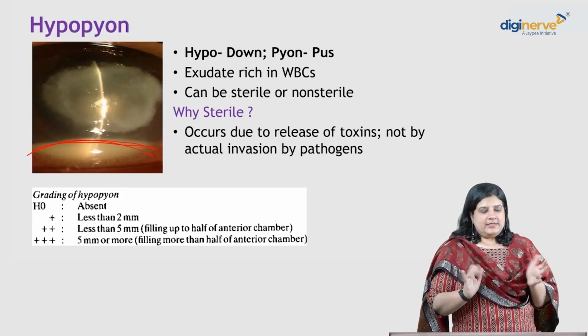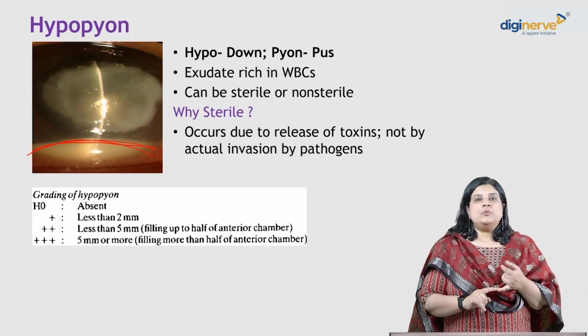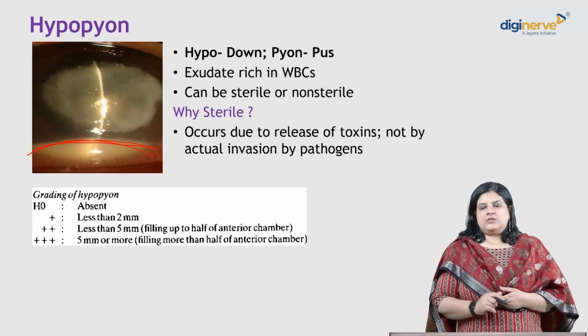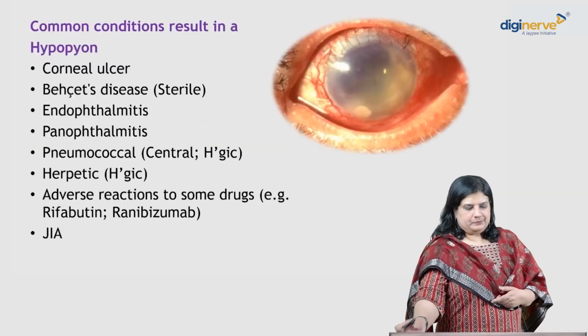The hypopyon can be graded as well. Zero means it's absent, +1 means it's less than 2 millimeters, 2 pluses less than 5 millimeters, and 3 pluses means 5 millimeters or more.